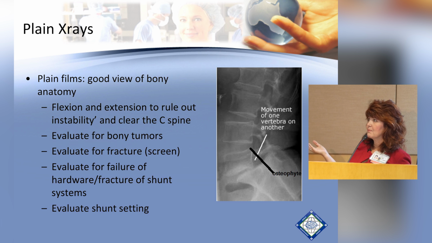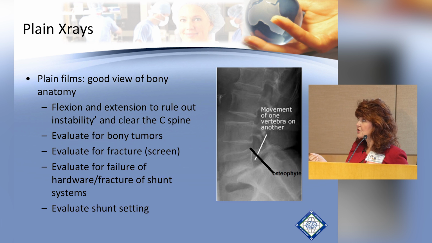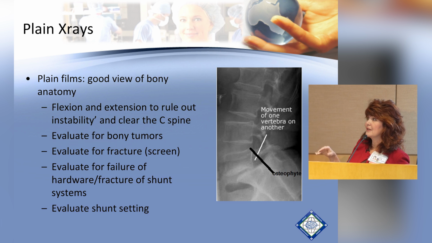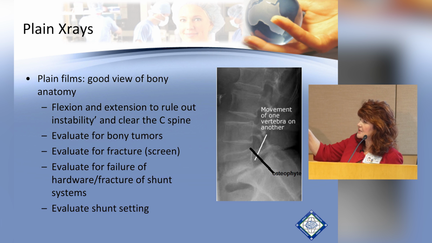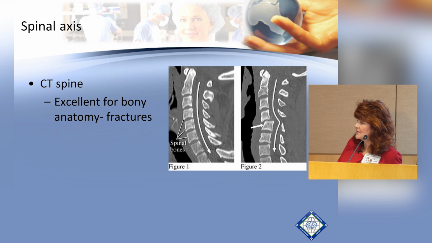We also evaluate for bony tumors. We evaluate for fracture. It's a nice screening for fracture, although CT imaging is much, much better for looking at fracture. We evaluate for failure of our hardware. Sometimes we'll place hardware and that hardware will fail. The screws will break. And we can also evaluate our shunt settings on this. And so what you're seeing here is a slippage of the vertebrae forward. So this is a pretty obvious problem, right?